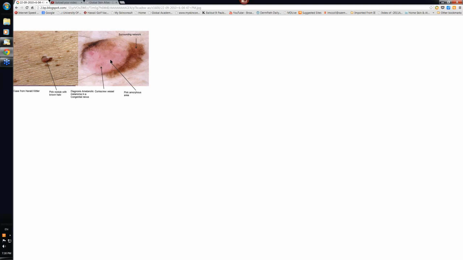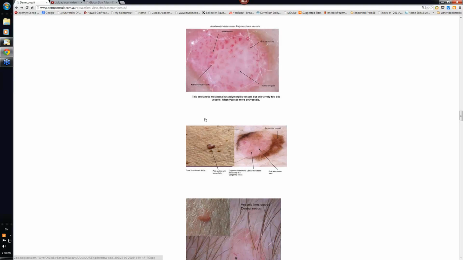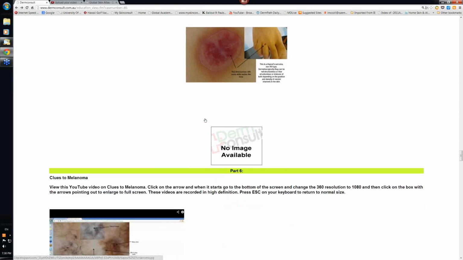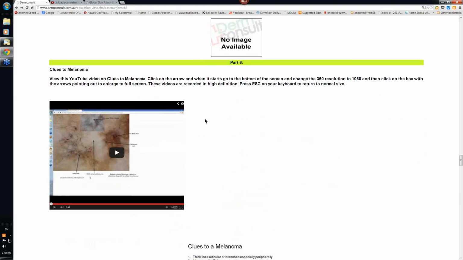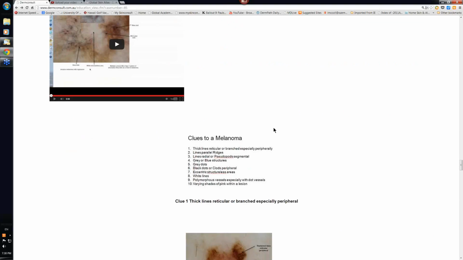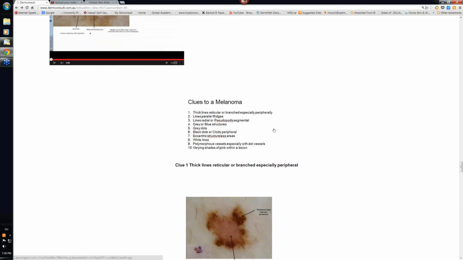But it's the varying pattern of vessels in this that can help, especially if you've got a completely amelanotic melanoma. So read through that, have a look at the video. And then there were the clues to melanoma, chaos and clues. You look at a lesion and you ask, is it chaotic in terms of its structures or its colors? If it is, then you look to see if there's any clues to melanoma.